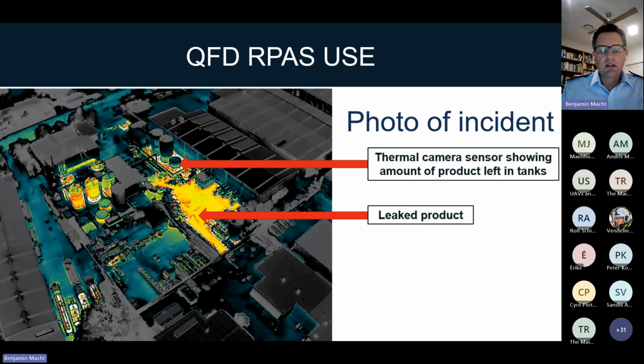Hazmat incidents are really, really good with the RPAS, where we can provide a lot of information from a safe distance, so we don't have to send in someone, a firefighter, first to assess the situation. We can assess it from the air and give that vital information back to the crews on the ground.